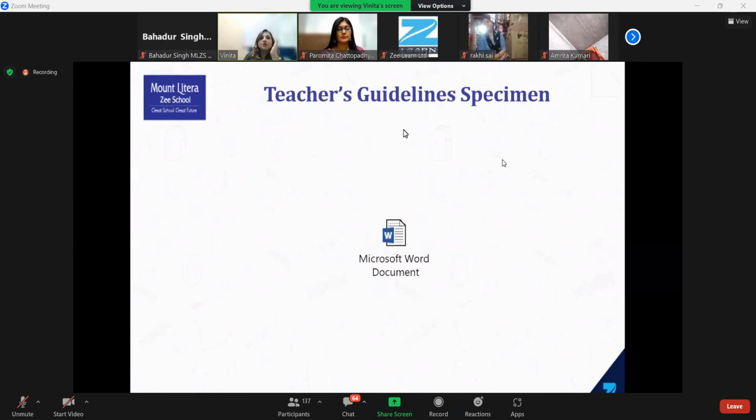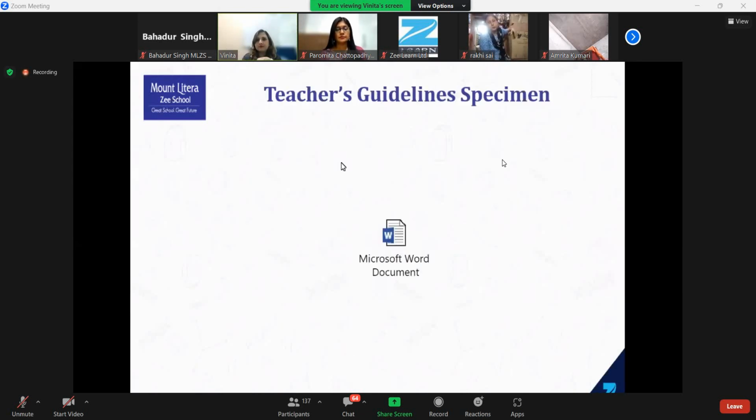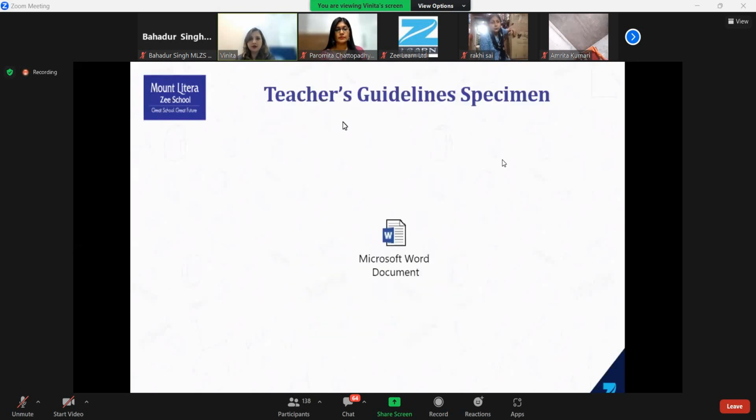Okay. So this is my teacher guideline specimen. I am going to share this with you all. Sorry, everyone. Just let me share with you how my teacher guideline looks.